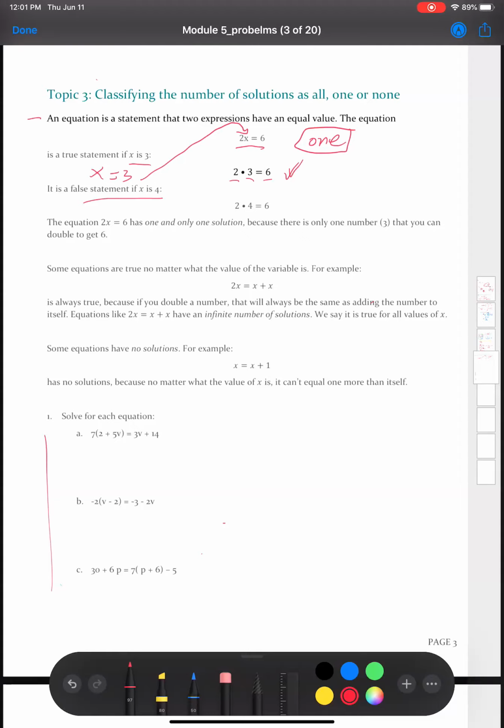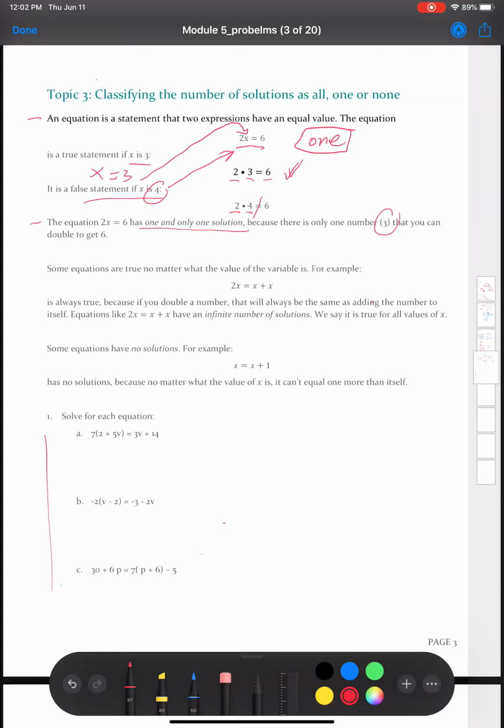we know that this equation is false if x is 4. You could have put any other number in there. You could have put 5 and you would not have gotten the same answer. If you put 4 for x, 2 times 4 is 8. It's not 6. So this equation is not true for values that are not 3. The only value that this equation is correct for is 3. So the equation 2x equals 6 has one and only one solution because there is only one number, 3, that you can double to get 6.